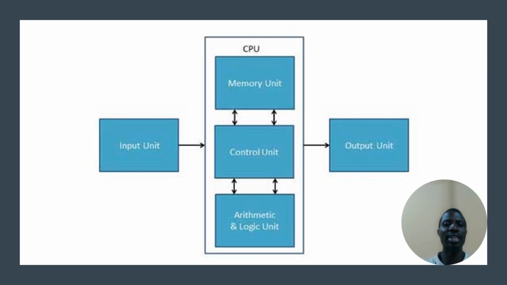Here is a chart showing the interconnectivity between the input and output and the role the CPU plays at the center to coordinate both the input and the output function. So the CPU broadly is divided into three major parts.